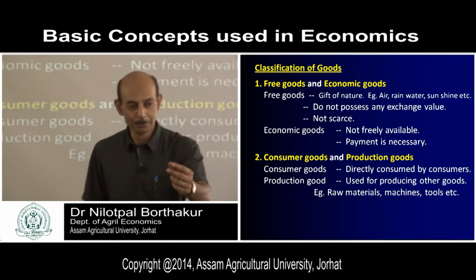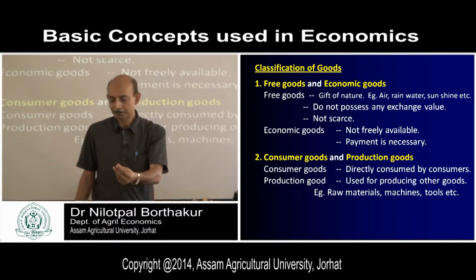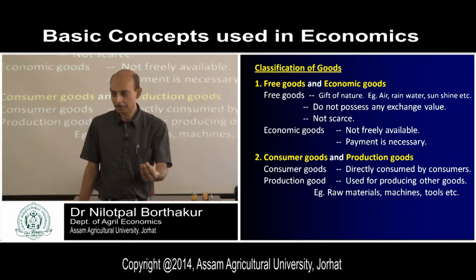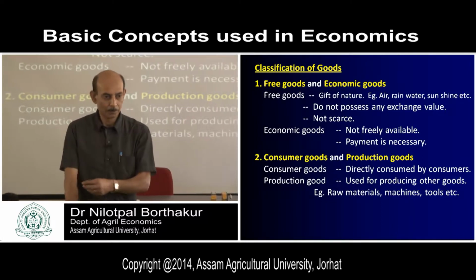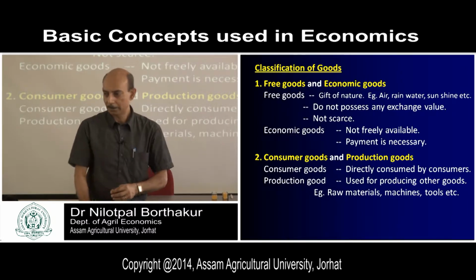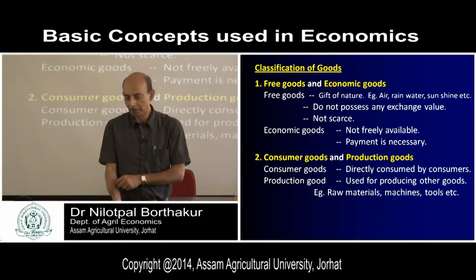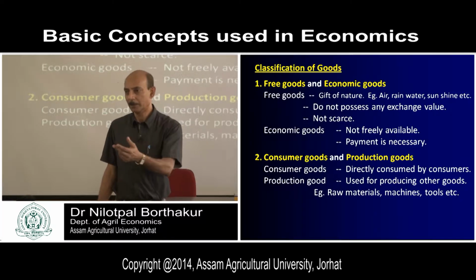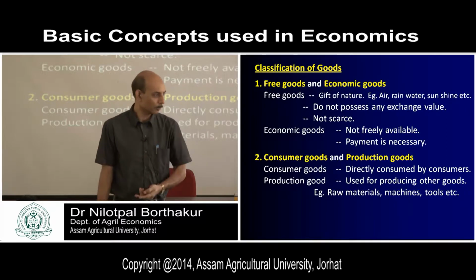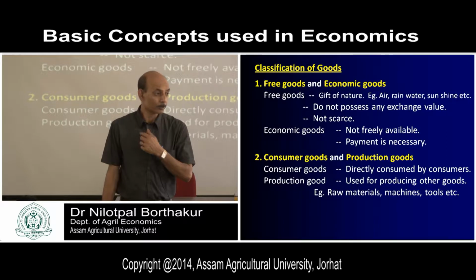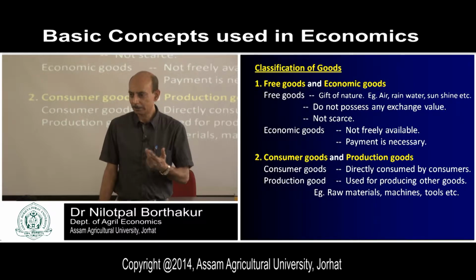If you use some amount of cotton for your dressing purpose, that may be a consumption good. But cotton is basically meant for production of clothes. And we use clothes. So cotton is a production good.